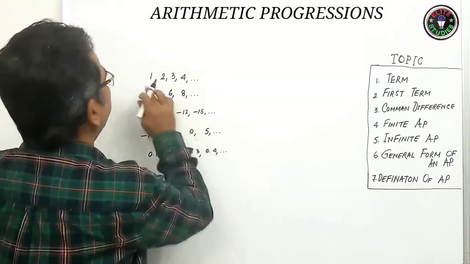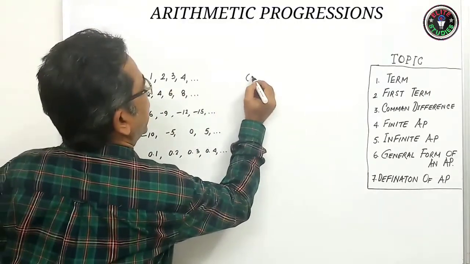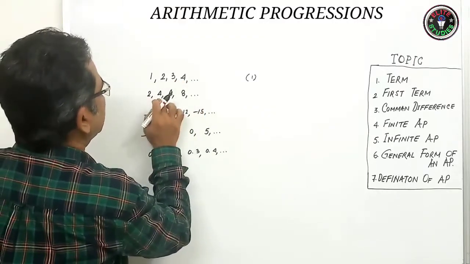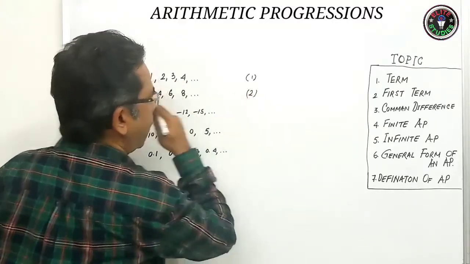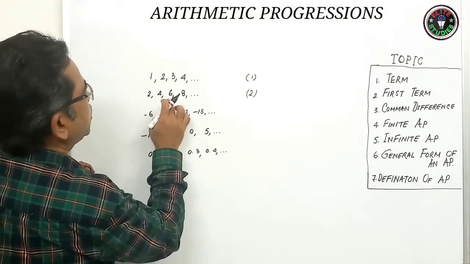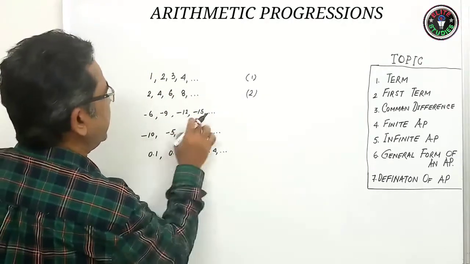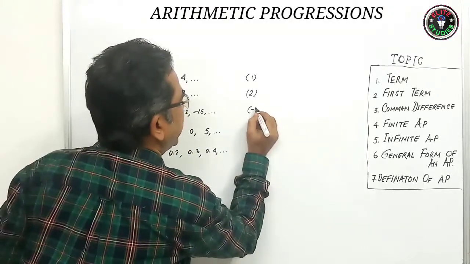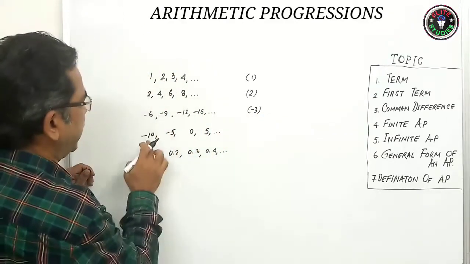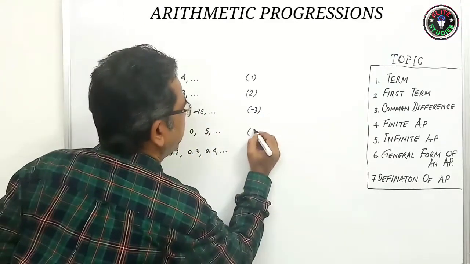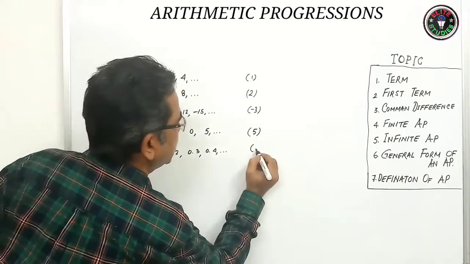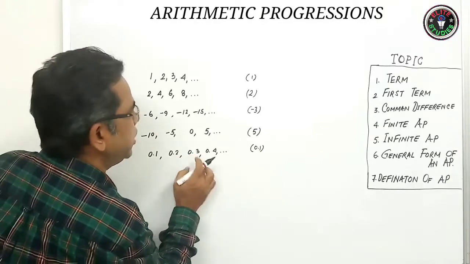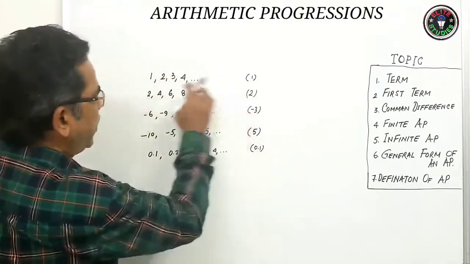Isn't it? Here, what is the fixed number we are adding? We are adding 1. 1 plus 1, 2; 2 plus 1, 3; 3 plus 1, 4. Here we are adding 2. 2 plus 2, 4. 4 plus 2, 6. 6 plus 2, 8. Like this it goes on. Now here, again, what are we adding? -6, -3. We are adding -3. Here we are adding 5. Here we are adding 0.1. 0.1 plus 0.1, 0.2. 0.2 plus 0.1, 0.3. So what are these? These are the fixed numbers.